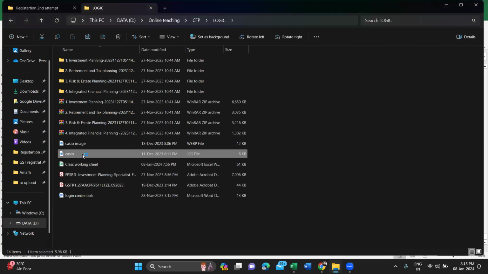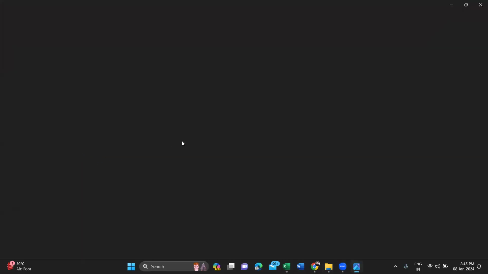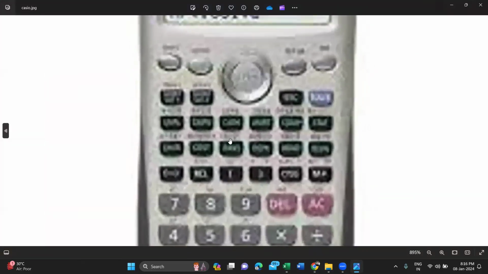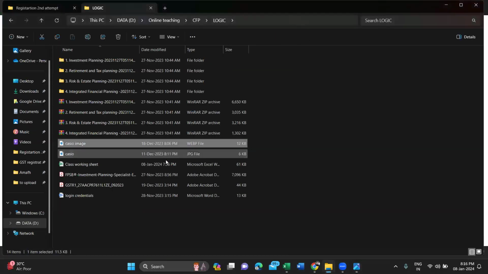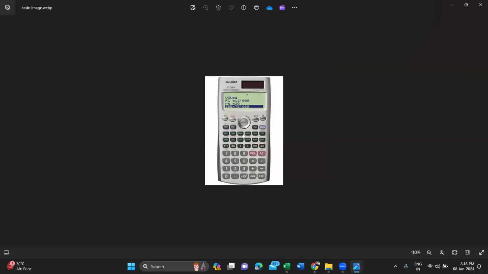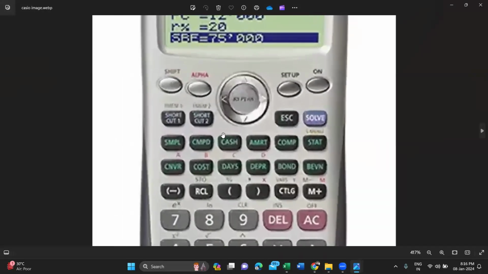Casio, images here. It's a little blurred, but the other image is proper. So, this is proper. So we have the cash button here.